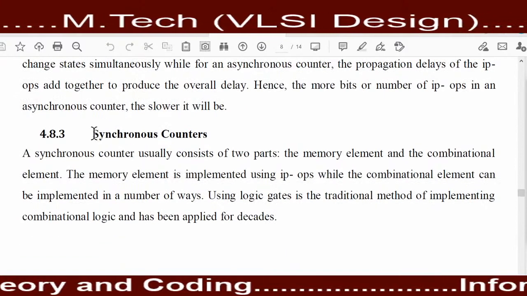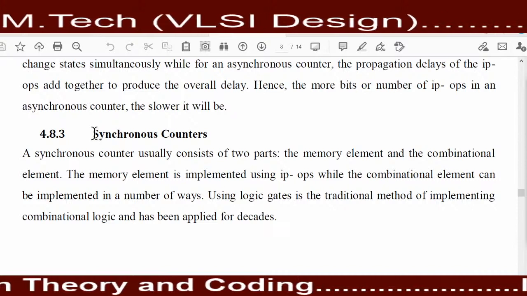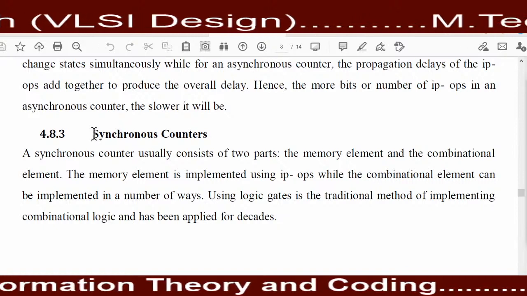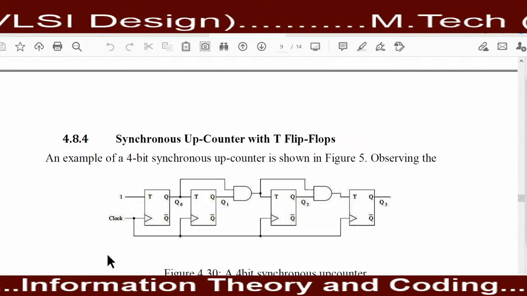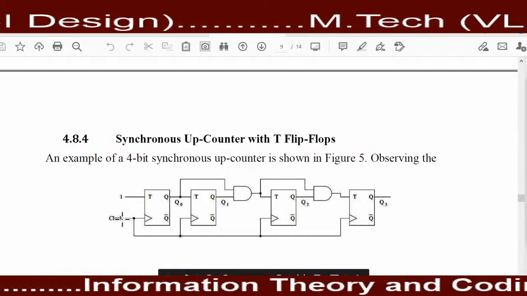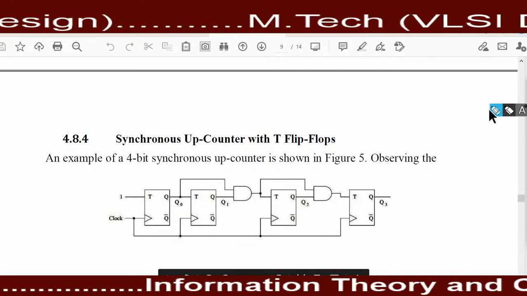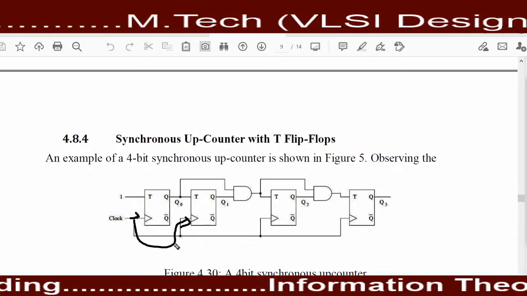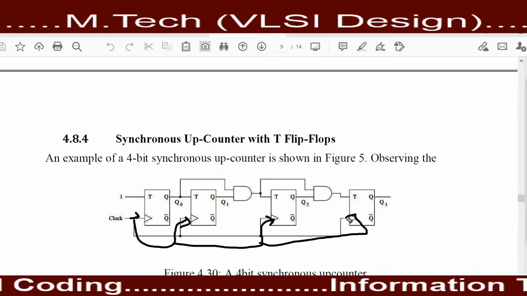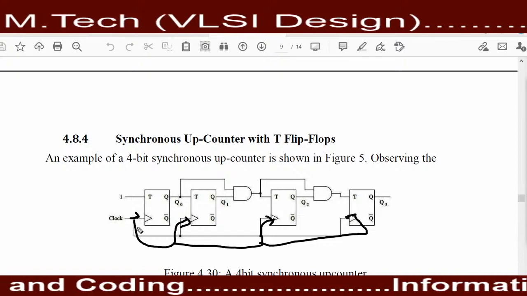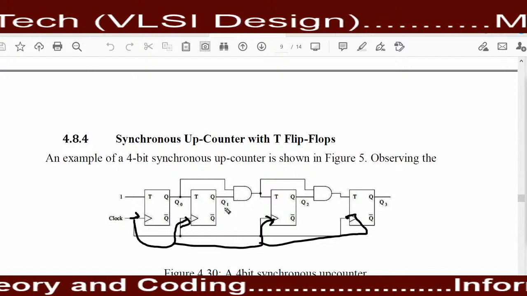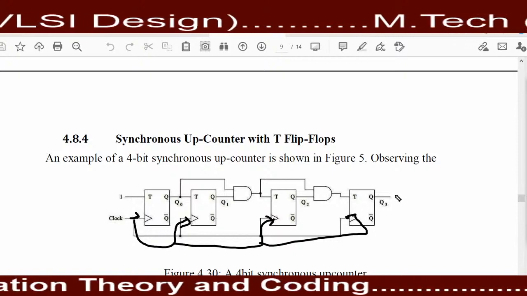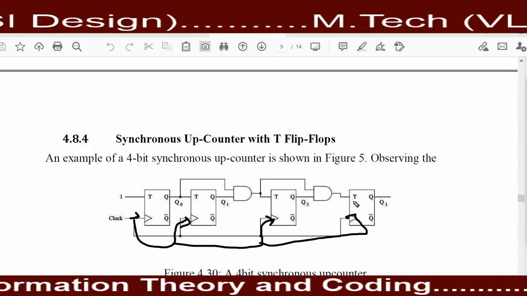Now the second type of counter is the synchronous counter. A synchronous counter is one in which all flip-flops get the clock pulse in the same time interval. Here you can see this feature of the synchronous counter: all flip-flops get the clock pulse simultaneously. That's why all flip-flops provide the output simultaneously. So when all flip-flops work simultaneously, its speed is fast as compared to an asynchronous counter.